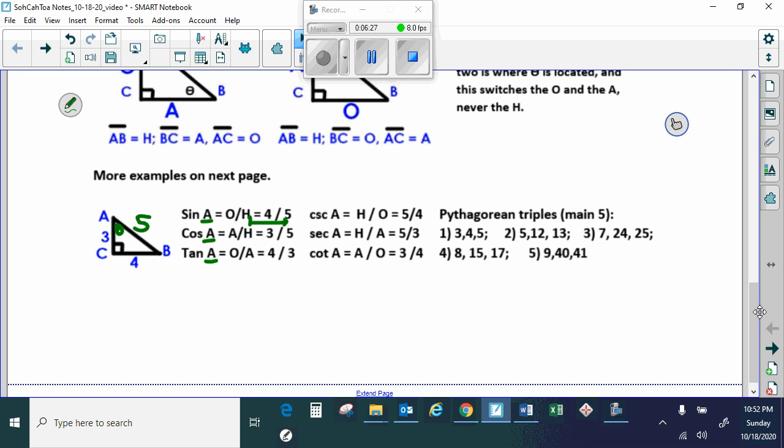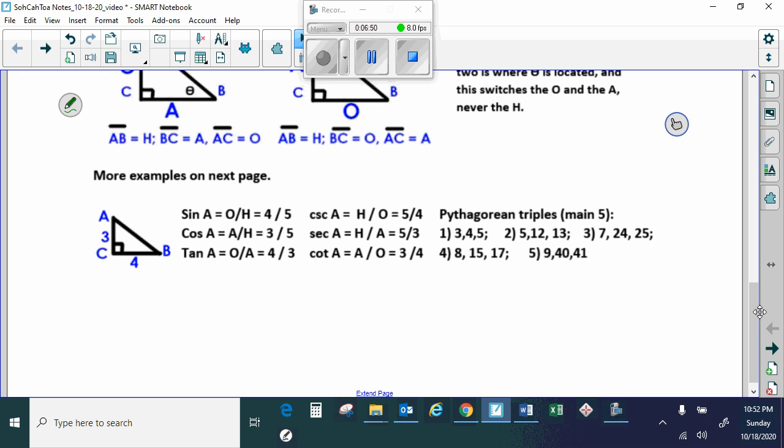The sine of A is the opposite, that's 4, so 4/5 for that. And tangent means opposite over adjacent, so over A, which is 4/3. Okay. Now, what I've done next is I've done the reciprocals also. Remember we talked about we want to do the reciprocals? Well, I went ahead and did the reciprocals.